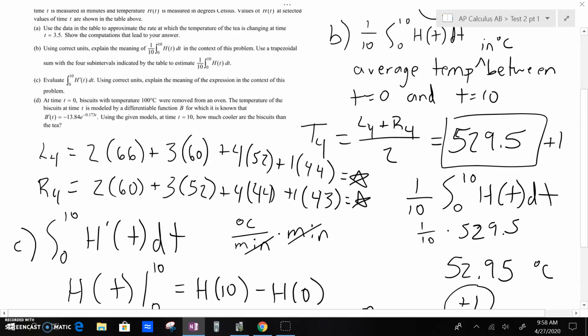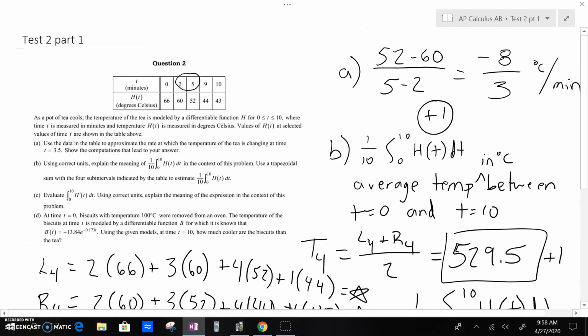So we've got at time t equals 0, biscuits with a temperature of 100 degrees were removed from an oven. The temperature of the biscuits is modeled by this particular function. Using the given models, at time t equals 10, how much cooler are the biscuits than the tea? I just love it because you have this weird temperature loss competition going on between the tea and the biscuits. So how much cooler are the biscuits than the tea at 10 minutes?